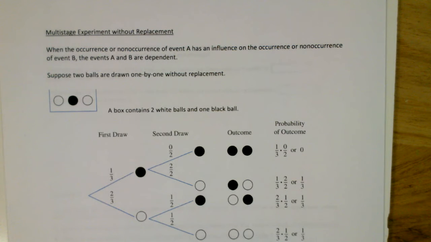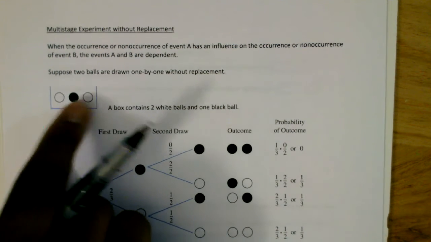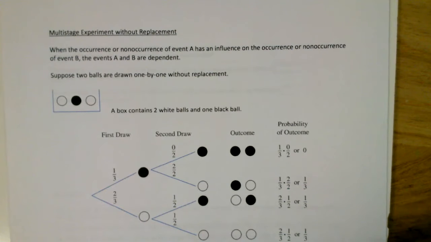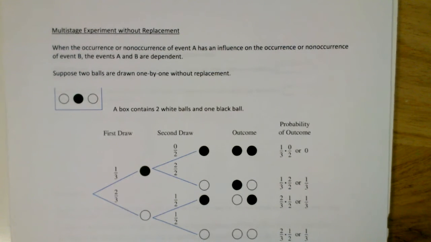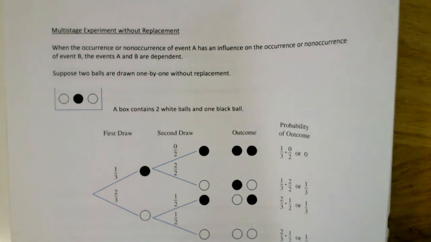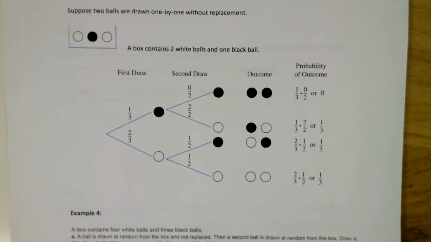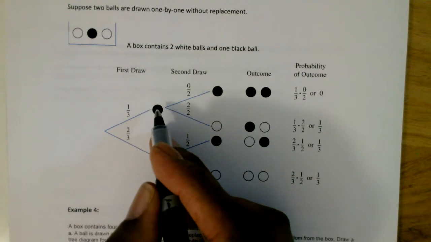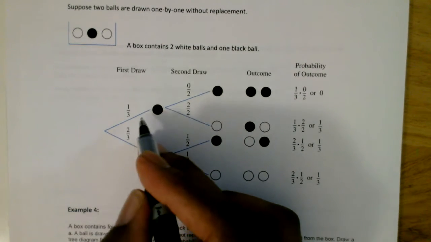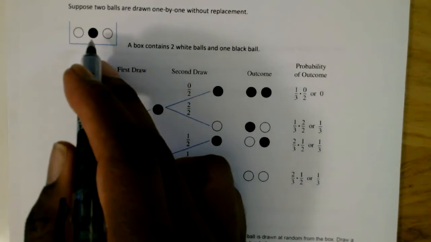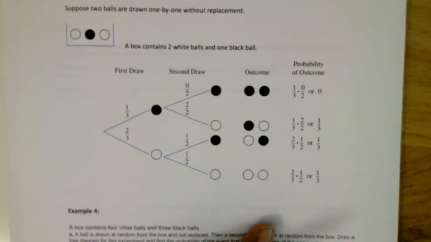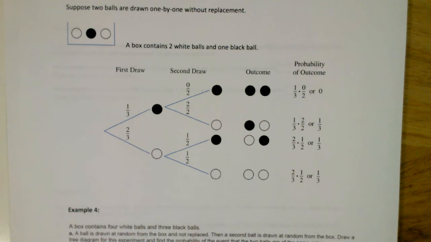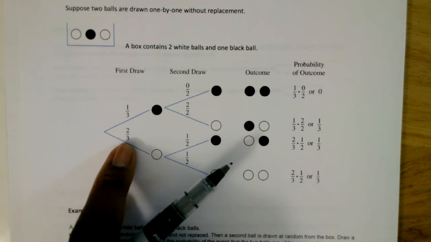All right, so let's say in this example that we have 2 balls that are drawn one by one without replacement. So here I have a black ball and 2 white balls in the box. And if I want to draw a tree diagram of every outcome and their corresponding probabilities, this is it. So on the first draw, the probability of drawing a black ball is, of course, 1 out of 3, since I only have 1 black ball out of 3. And the probability of drawing a white ball will be 2/3.